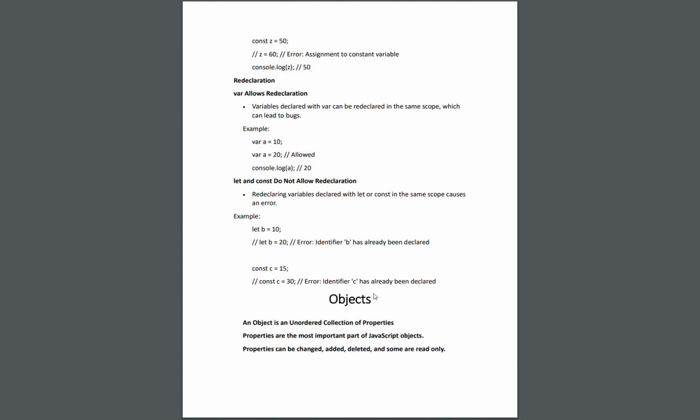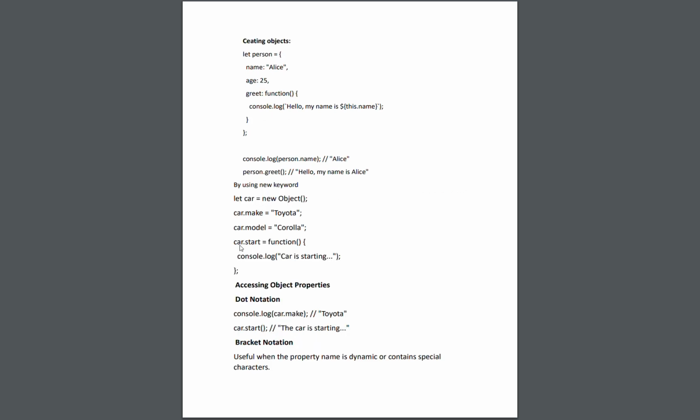This topic is objects. Objects are one of the basic concepts in JavaScript. An object is defined as an unordered collection of properties. Properties are the most important part of JavaScript objects. Properties can be changed, added, deleted and some are read-only. We can create objects in many ways, but here are some of the ways.